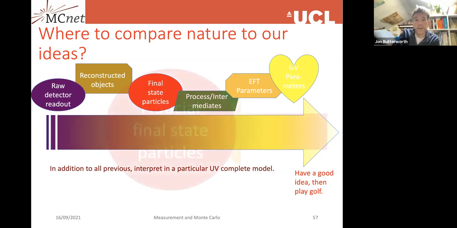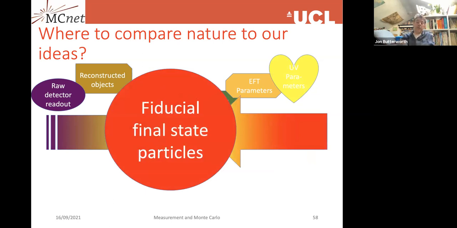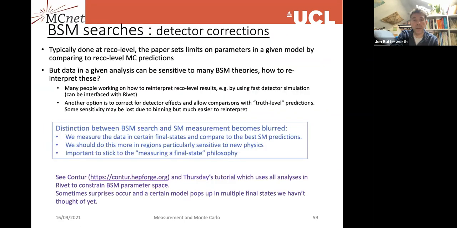So you make a choice about where you do those comparisons. I think, in my view, for the kind of physics we're discussing here, the fiducial final state particles is kind of the best compromise between model dependence and detector dependence, I guess, is what we're talking about. Although there are cases where comparing at reconstructed objects or EFT parameters or some of the other levels can be beneficial, I would say that having a fiducial final state particle measurement involved somewhere is usually the best thing to do.